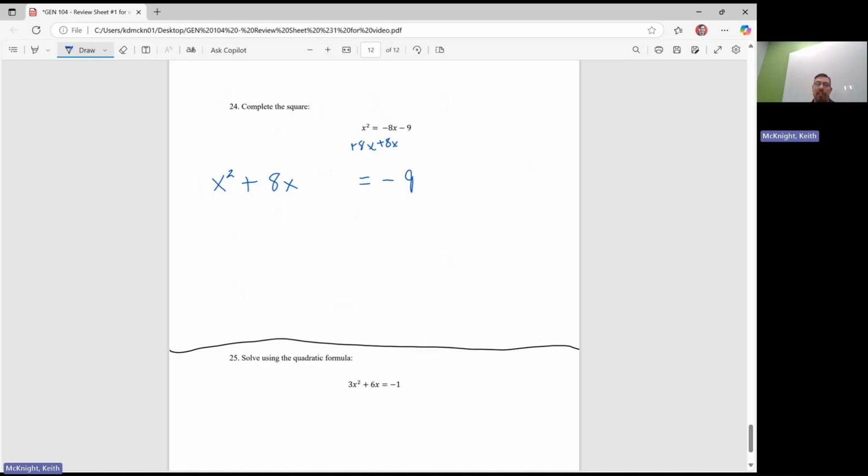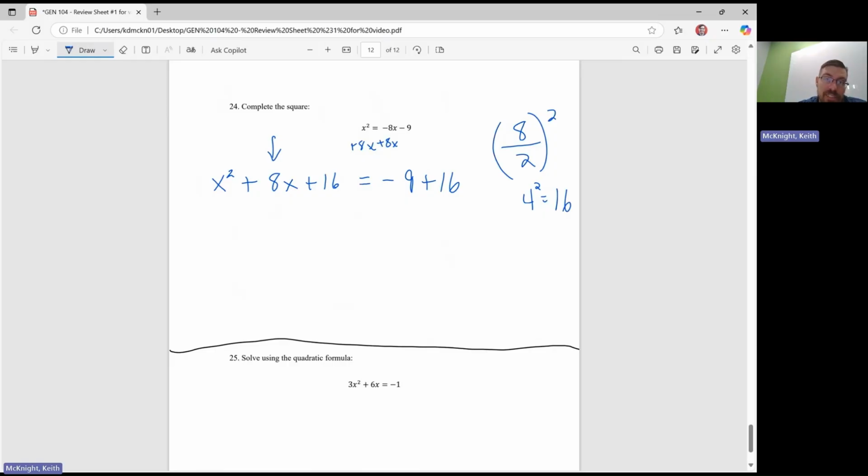And the way we do that is we're going to look at our middle term, 8x. We are going to cut that in half. So we're going to take that middle term, divide by 2, and square that. That will be the number that we need to add in to both sides. So 8 divided by 2 is 4. 4 squared is 16. So we're going to add 16 to both sides of our equation. Okay? By doing so, now we're ready to write our completed square form.